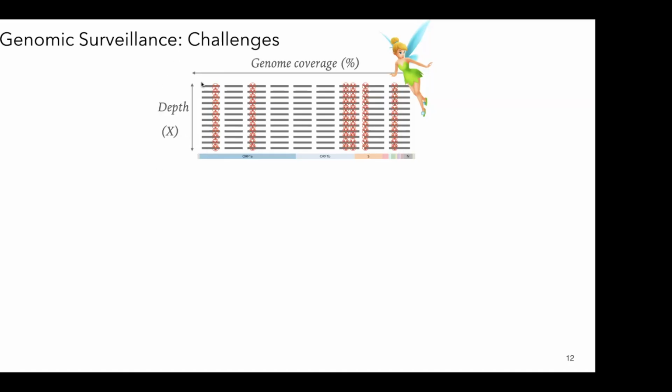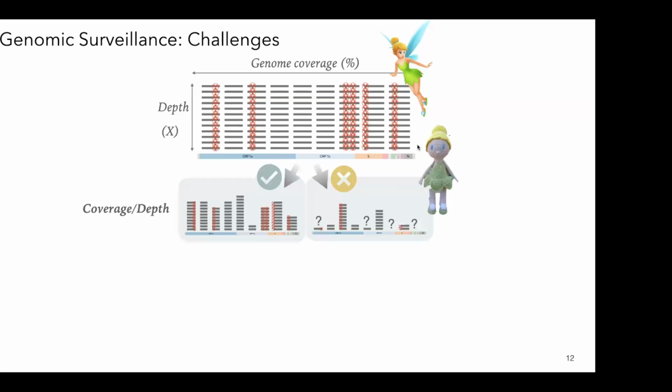And for the depth, of course, we have more confidence in the data if we have 1,000 reads than if we only have 1. That is the fairy tale: we want a big depth and 100% coverage. The reality of the fairy tale is not as good. You can have issues with the coverage and the depth.